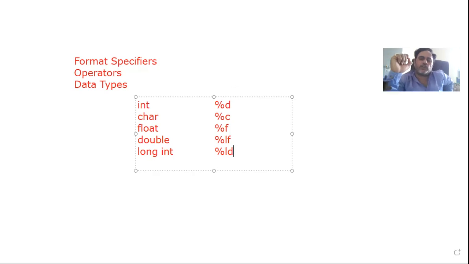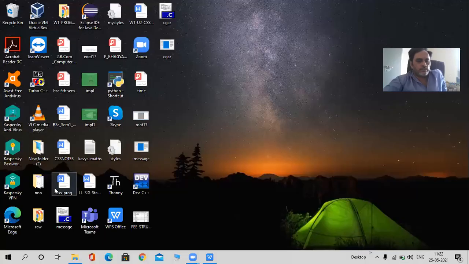You should remember this while writing the scanf statement. The function of scanf is to give input to the system. When you give input, you must be aware which type of data you are giving. For the integer data type, use percentage d. For float, percentage f. For double, percentage lf. For long integer, percentage ld. So this you have to remember clearly. Now I will show you a program. We'll write a program so you can understand how the operators will work.